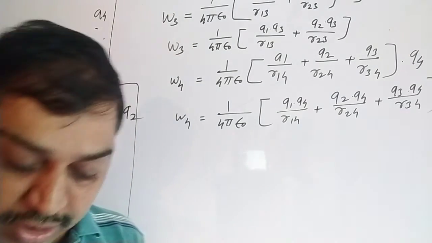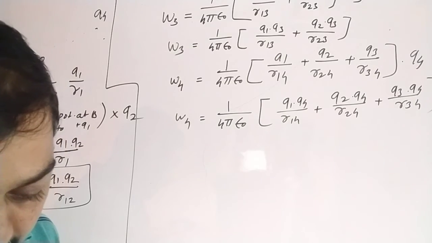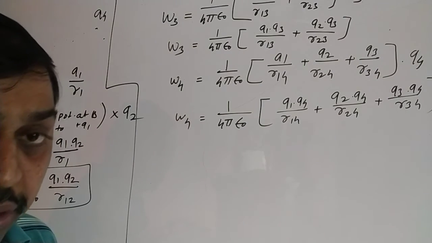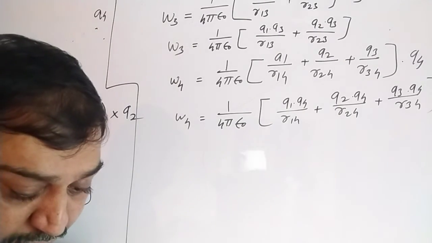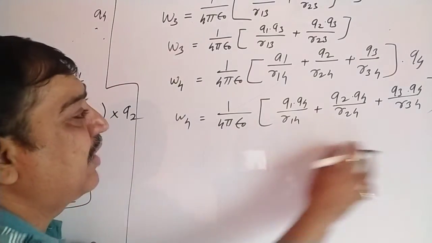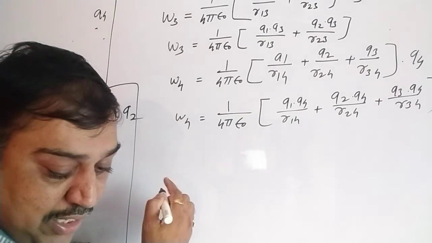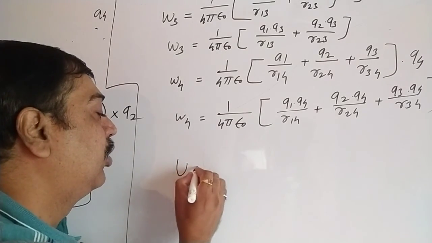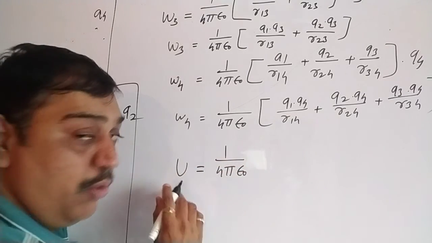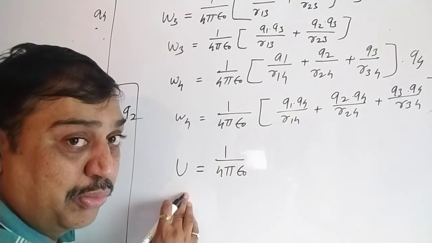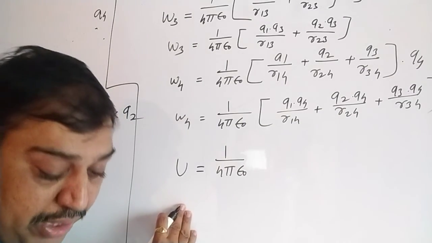In this fashion, this is the work done required to move the fourth charge in the field of the three charges. Similarly, we can write a general equation to move n number of charges from infinity. What is the potential energy? This work done itself is nothing but the potential energy. So write down the equation: U equal to 1 divided by 4 pi epsilon 0. This is the potential energy to move the n charges from infinity to the given point.